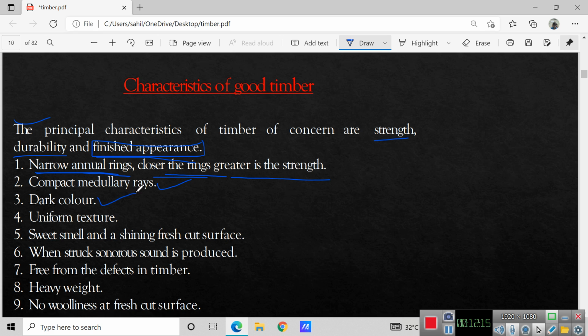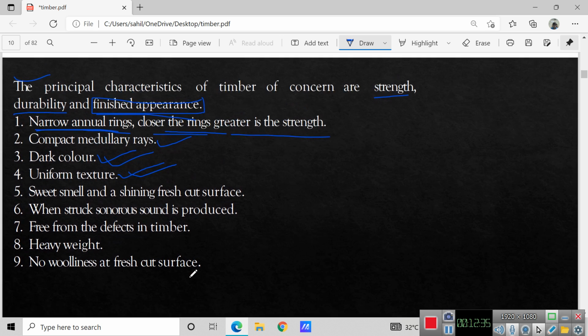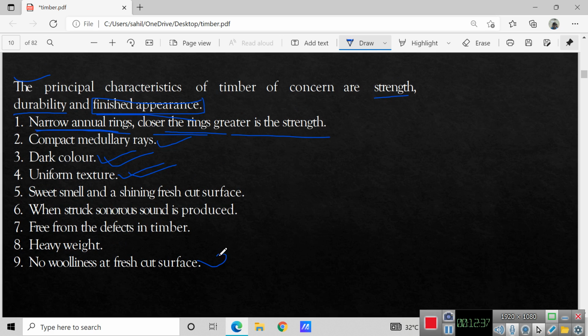Dark color means that the wood is mature enough. Uniform texture for better working capability. Sweet smell and shining fresh cut surface. When struck, a sonorous sound is produced, free from defects in timber. Heavy weight, no wooliness at fresh cut surface. There should be no fibrous structure when the tree is cut, so it must be smooth. No wooliness or fiber structure should be present after the cut.